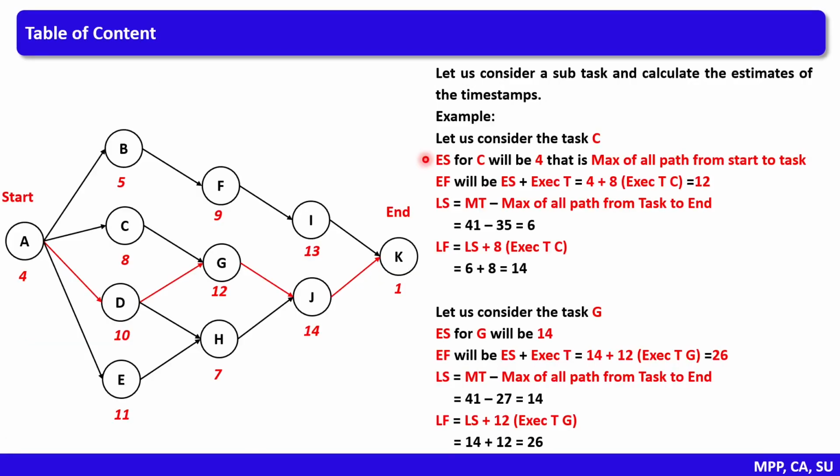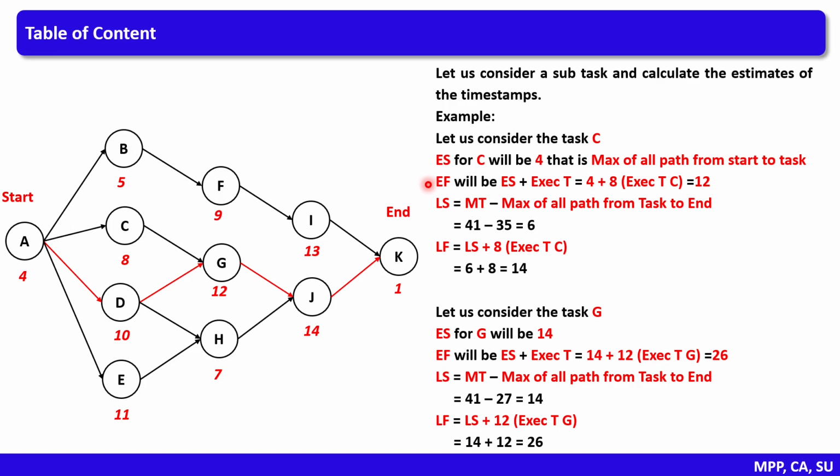Now let us learn how to estimate early start, early finish, late start and late finish with the help of an example. Let us consider the task C. Early start for task C will be 4, that is maximum of all paths from start to task. Early finish is estimated as early start plus execution time of the task. Here, the execution time of the task C is 8. So, early finish for task C will be 4 plus 8, that is 12.